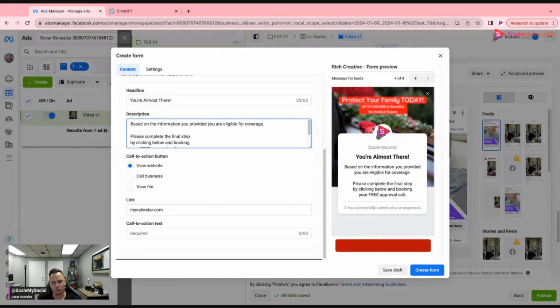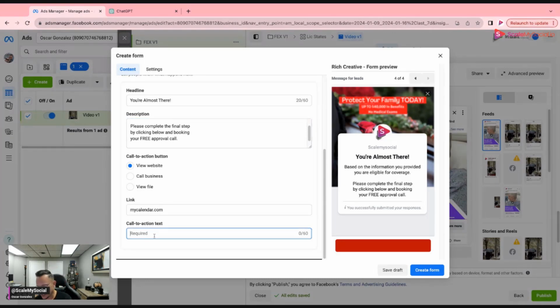So based on the information you provided, you are eligible for coverage, right? That's very true, because you can give somebody guaranteed issue. You can give them level coverage. You can give them graded coverage. So there's a product for everybody out there. It says, "Please complete the final step by clicking below and booking your free approval call." Simple, to the point. And then over here, "Book a call now," right? Perfect. And I'm going to create form.